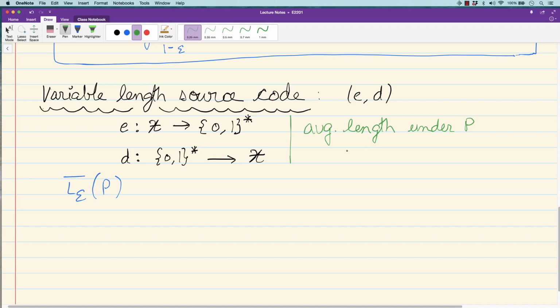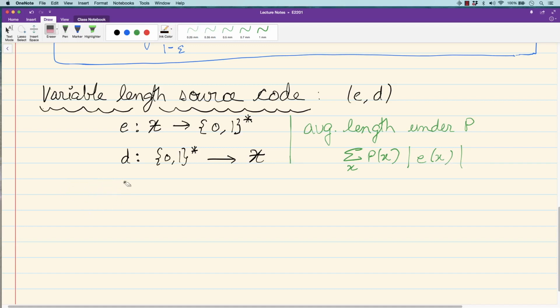So the average length of this code under p is given by the summation over x of p of x times the length of e of x. This notation is the number of bits in this sequence. So it's the number of bits used to represent the symbol x. We represent symbol x using the code word e of x, and this is the number of bits used in that sequence. That's the average length.